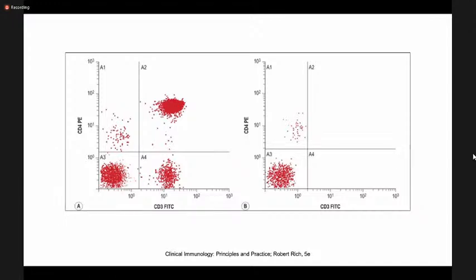And cells that are positive for CD3 only would be in this A4. Those positive for CD4 only would be at A1. So this could be maybe monocytes, because they're not T cells, so they're CD3 negative. So T helper cells would be on A2 because they express both CD4 and CD3. So this would be normal.